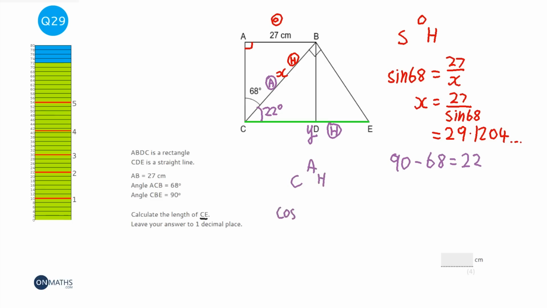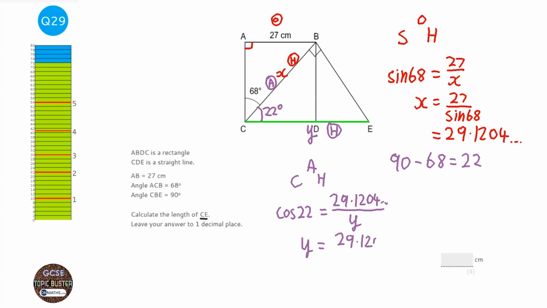So cos 22 equals 29.1204 and so on over y. So again, I'm going to times both sides by y and divide both sides by cos 22. So y equals 29.1204 and so on over cos 22.